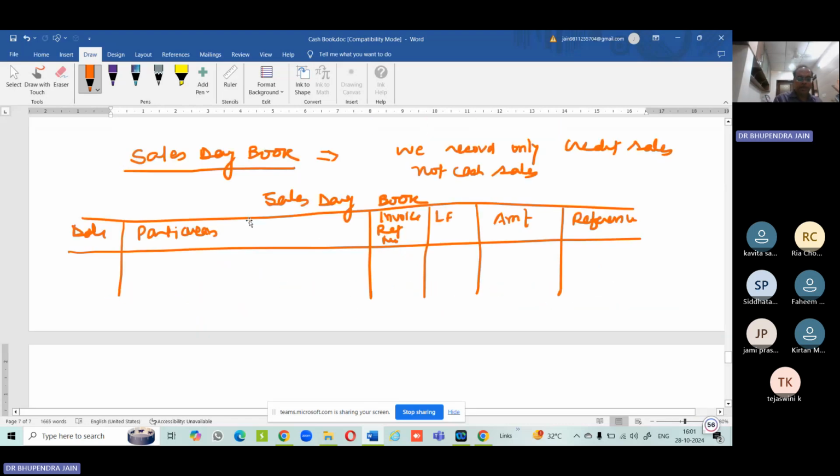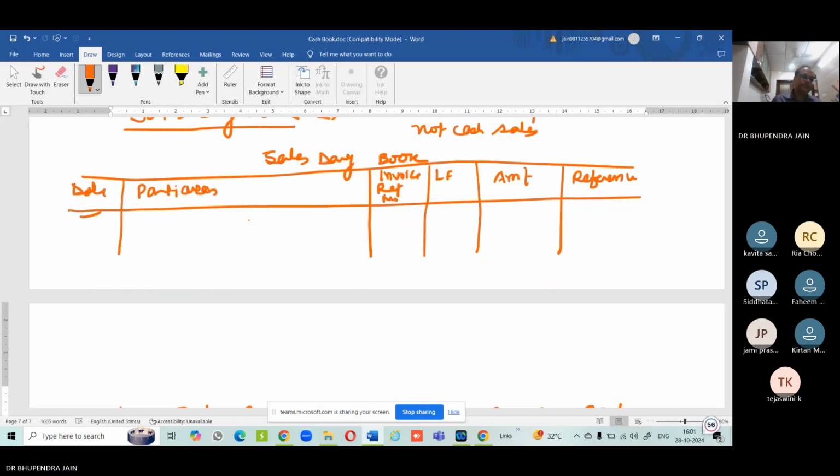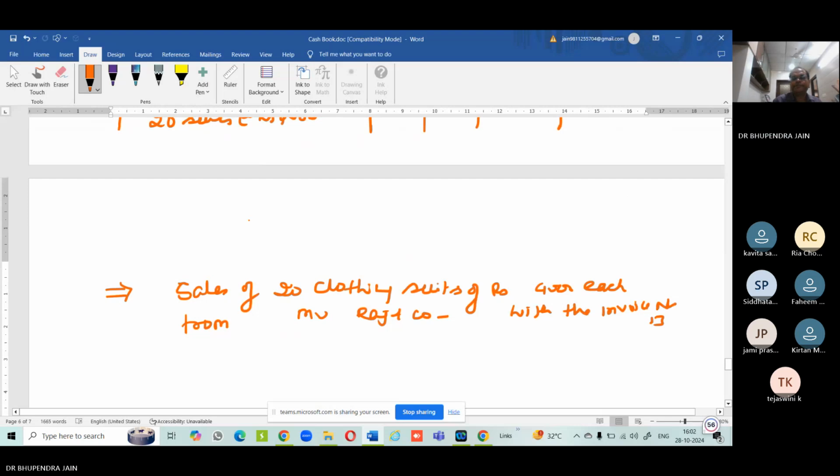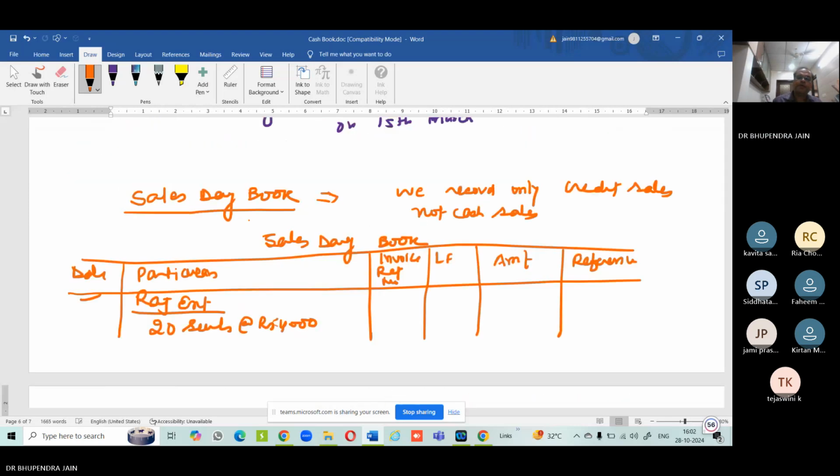What will you write, beta? Write down the date here. Now party name. Party name is Raj Enterprises. And the 20 suits at the rate of rupees 4,000 each. Invoice reference number is 13, and in the amount column it is 80,000. So now this is the sales day book.